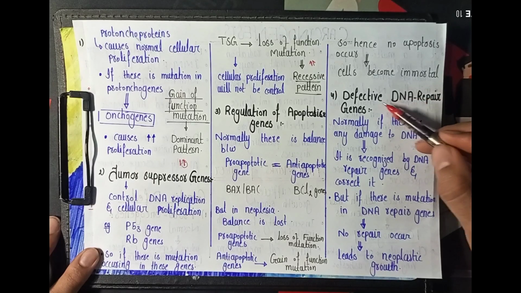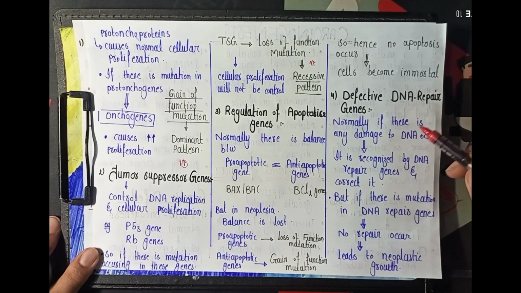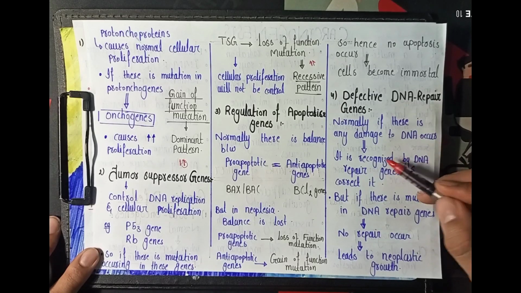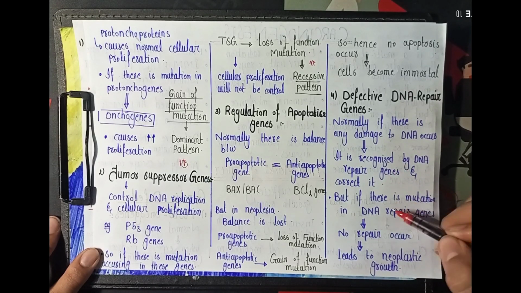The fourth one is the defective DNA repair gene. Normally, if any damage to DNA occurs, this DNA damage is recognized by the DNA repair genes, and these genes correct the mutation or any damage to the DNA. But if there is a mutation in the DNA repair genes, and this mutation is a loss of function mutation, then there will be no repair of the DNA, or the damaged DNA cannot be repaired, and hence the damaged DNA or the mutant DNA will lead to neoplastic growth.